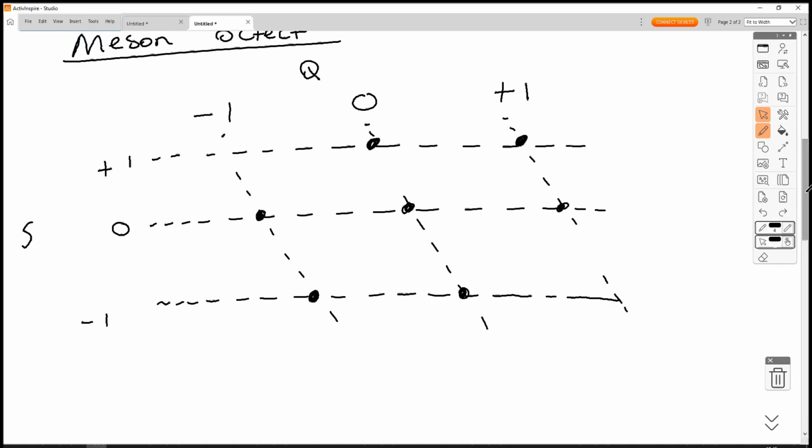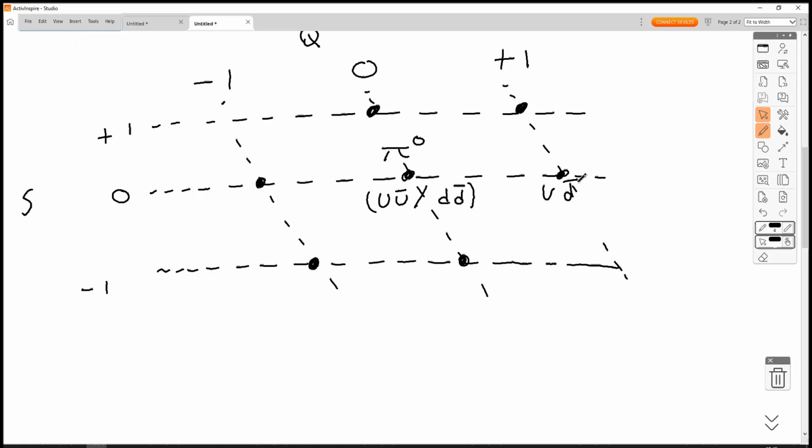Now, it's easiest to start from the middle because we don't need to worry about strange at all. So if we start right in the middle, to get a strangeness of 0 and a charge of 0, we need to have an up, an anti-up, or a down and an anti-down. And these are the pi naughts. So two versions of the pi naught. Then, for a positive charge, we need an up and an anti-down. That's the pi plus. For the negative charge, we need a down and an anti-up. And that's the pi minus. Notice, it's always one quark, one antiquark. The mesons are always one quark, one antiquark. There cannot be two quarks, there cannot be two antiquarks.